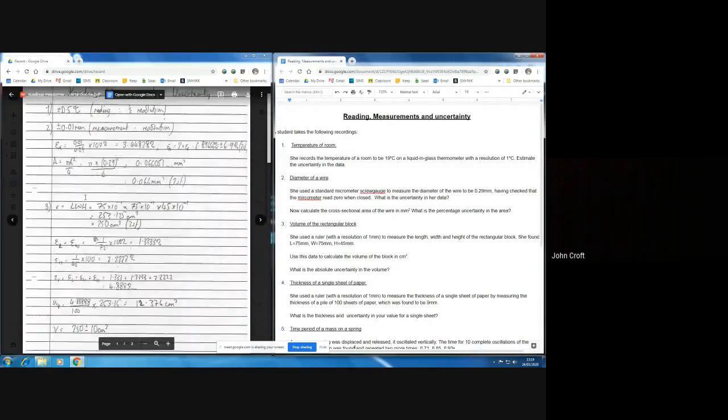So question number one, you just read the number off the thermometer. So the uncertainty is half the resolution, half a degree. The micrometer is a measurement, because we have to make a judgment on the zero error and then on the final value we read. So that's plus or minus 0.01 millimeters. That's the resolution of a micrometer.